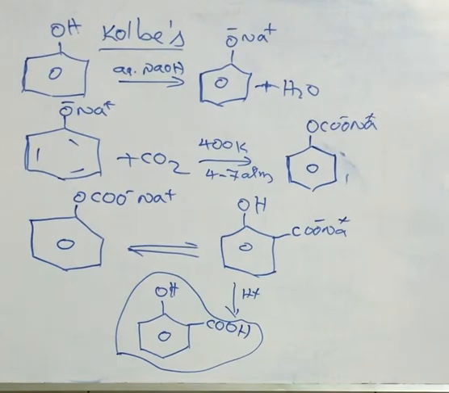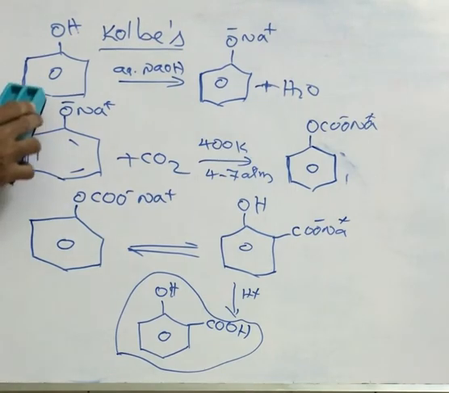So when sodium phenoxide is heated with CO2 at about 400 Kelvin and under 4 to 7 atmospheric pressure, sodium salicylate is formed. What we got is sodium salicylate. That sodium salicylate is further acidified, then you will get the salicylic acid. So this is the salicylic acid, this is sodium salicylate. So this is the way phenol can be converted into salicylic acid by Kolbe's reaction.